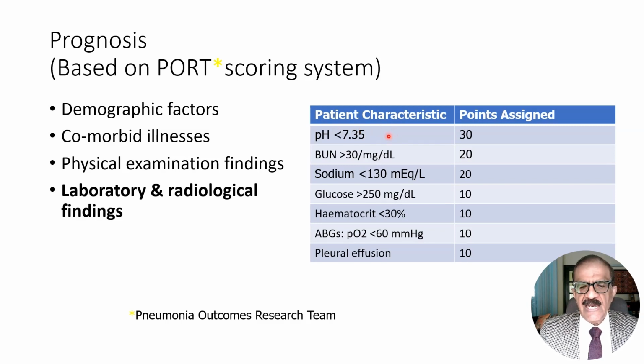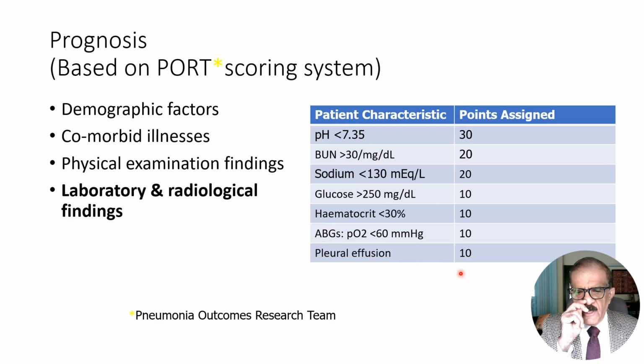So if the patient is slightly acidic, that would mean impending respiratory failure. So there are 30 marks for blood urea nitrogen more than 30, 20 marks for sodium less than 130, 20 points for glucose more than 250, 10 points for hematocrit less than 30, 10 points for arterial blood gases, partial pressure of oxygen less than 60 millimeter of mercury, and 10 marks for presence of pleural effusion.